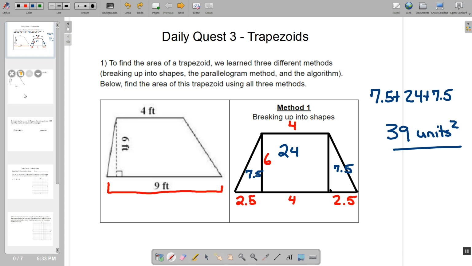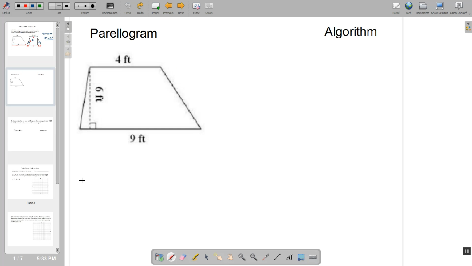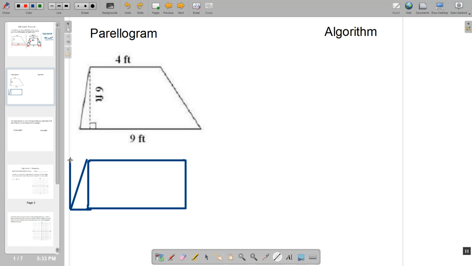Now let's go to strategy 2 and strategy 3. In strategy 2, our goal is to take one piece of the trapezoid, cut it off, and move it over to the other side to create either a rectangle or a parallelogram. So, if we end up doing our shape correctly, it'll look something like this. We'll have a triangle here and a triangle up here.